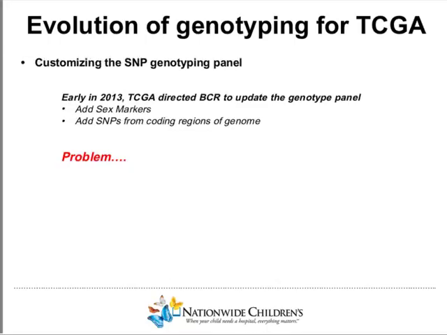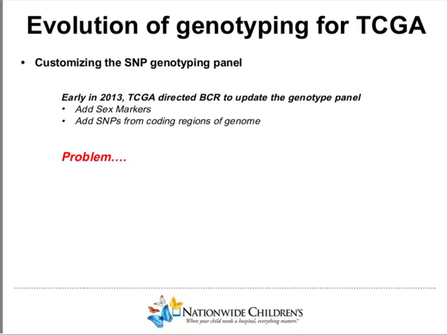Everything was going well for a couple years, and then we heard back from the TCGA program office, and they asked us to customize the panel based on an evolving need of adding sex markers to the panel so that we could confirm that the molecular sex of the specimens that we received matched the clinical sex, the clinical data that was being reported for those cases. And they also asked us to include coding regions of the genome so that when we conducted our identity investigations, if issues arise in the future, we would have the ability to compare our genotyping results to the RNA sequencing results, as that was a relevant issue at the time.